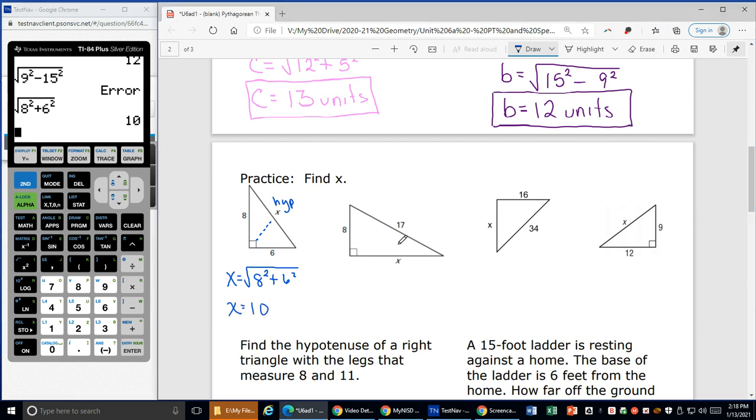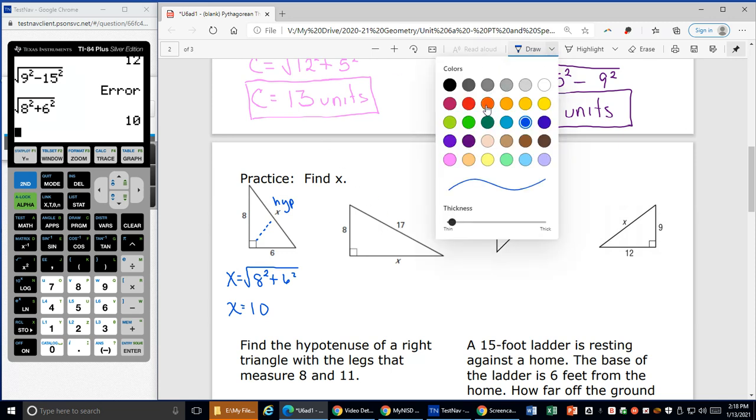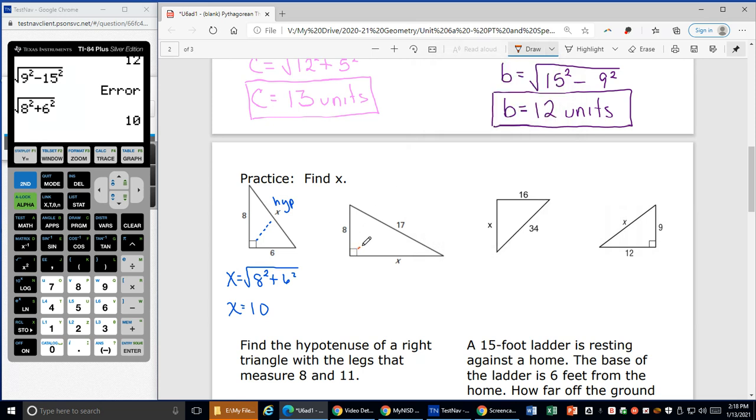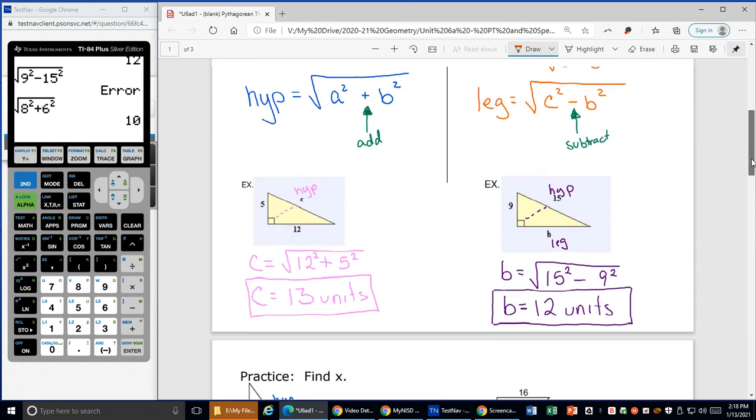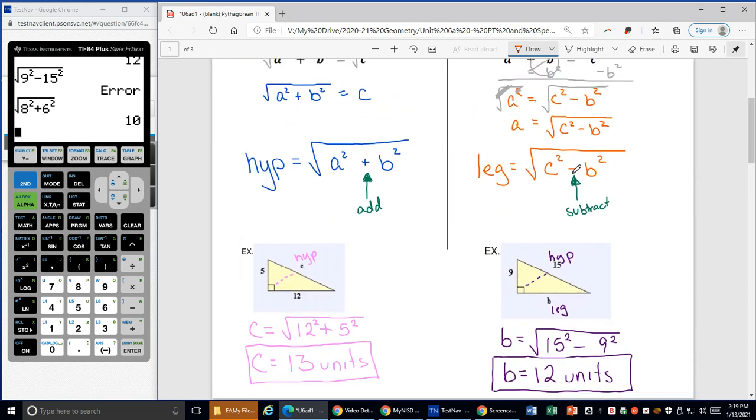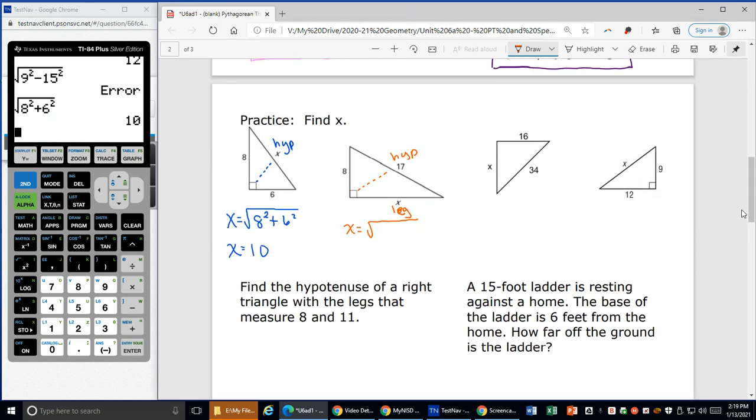Then when I come to the next one, we're going to do the exact same process. The first thing I'm going to do is look and see, am I looking for a leg or a hypotenuse? Across from my right angle is my hypotenuse, so this time I'm looking for a leg. That means when I'm trying to find this x value, this time I'm going to subtract inside my square root.